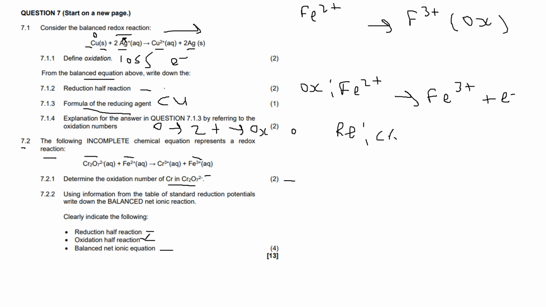So it's Cr2O7 2-, plus 14H+. It's going to be a long one. Just copying it straight from the table now: 14H+, and then plus 6e-.